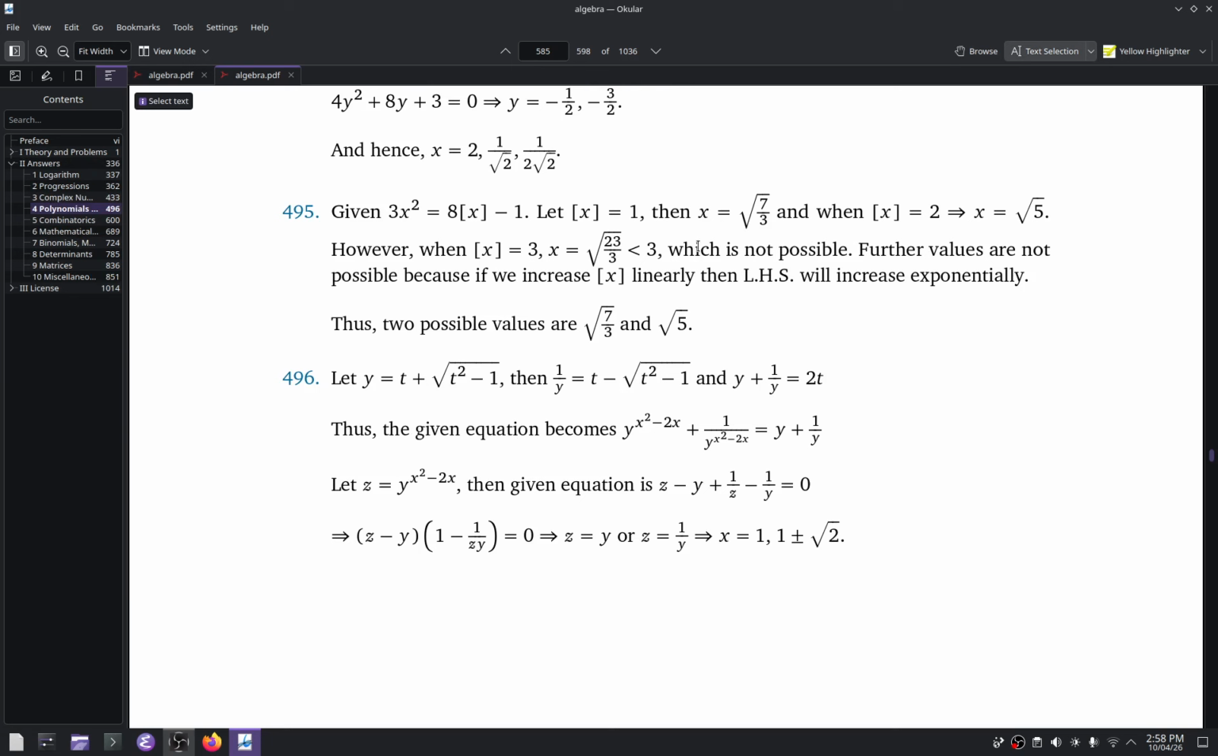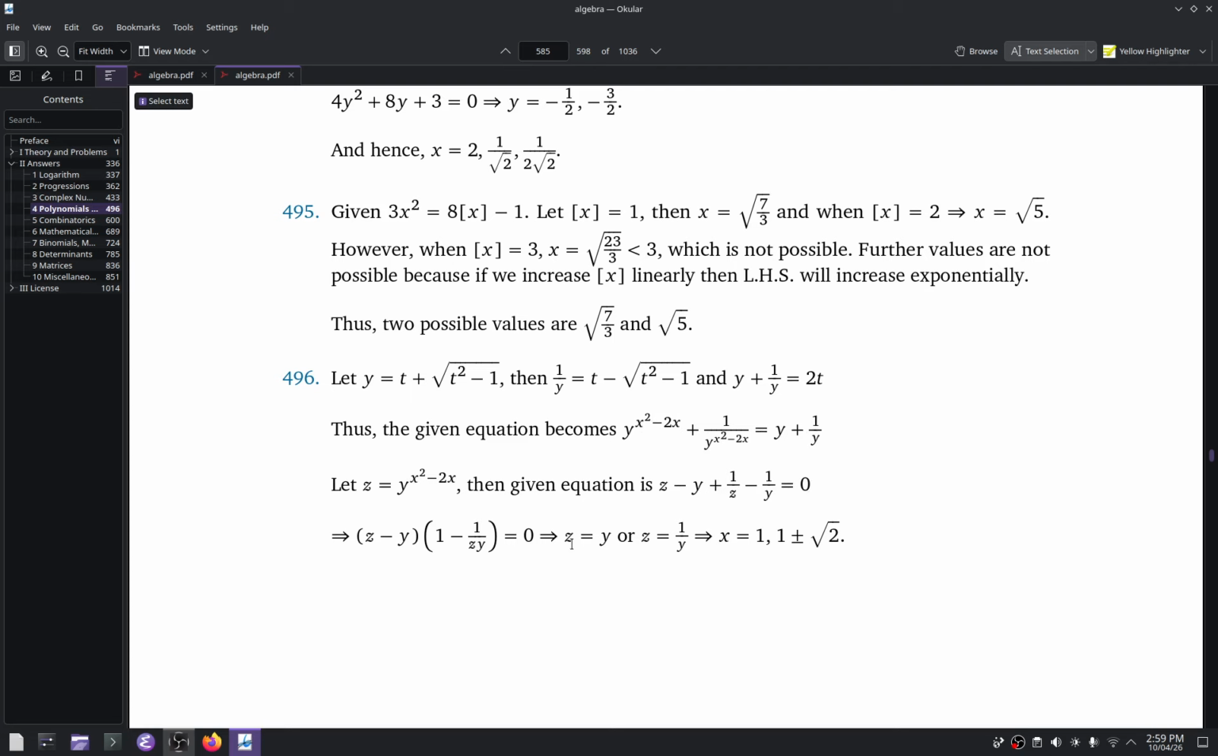So in this question, the most important thing is the observation that y + 1/y = 2t. If you let y = t + √(t² − 1), then 1/y = t − √(t² − 1). Once we have that, we substitute and we get y^(x² − 2x) + 1/y^(x² − 2x) = y + 1/y. So we let z = y^(x² − 2x). This gives us the equation z + 1/z − y − 1/y = 0.